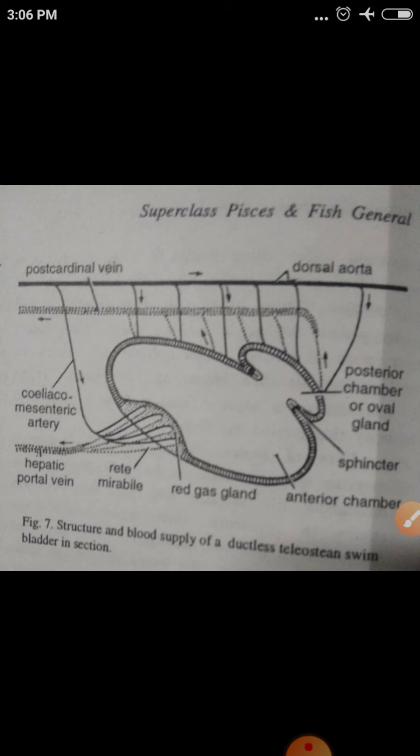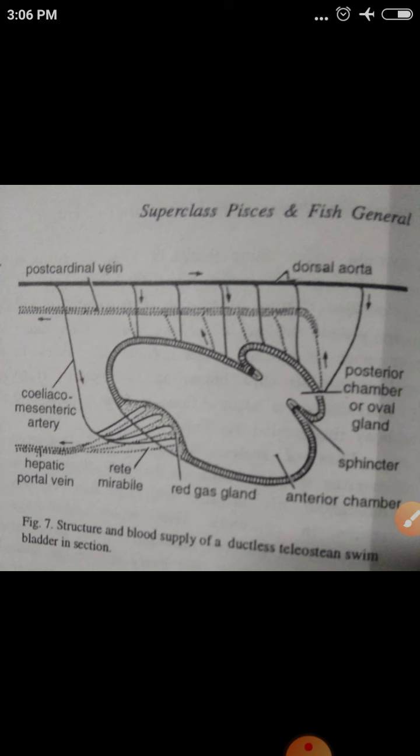Thus, the fish is able to rise or sink and maintain its equilibrium or position in water without any muscular effort due to the presence of the air bladder. So, the second important function of the air bladder is hydrostatic. Then the third function is sound production.